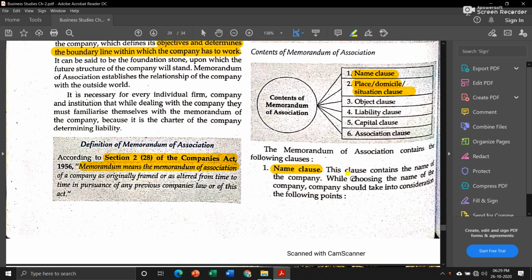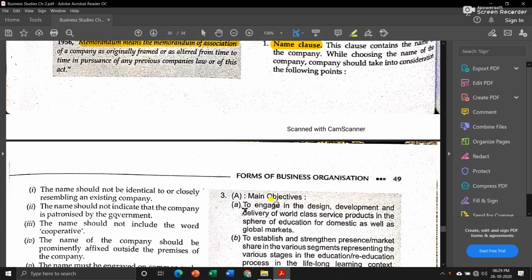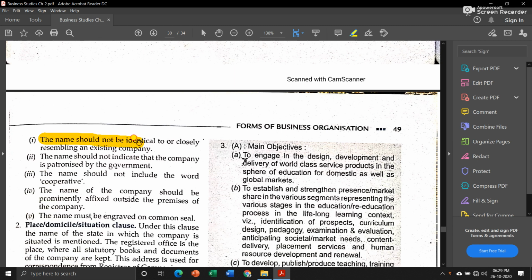Before choosing a particular name for the company, they have to take into consideration certain points. What are those points? The name should not be identical to or closely resemble an existing company. It means if you are choosing the name of a company, it should not be a duplicate or copy of another company, or the same or somehow similar to an existing company. The name should not indicate that the company is patronized by the government.